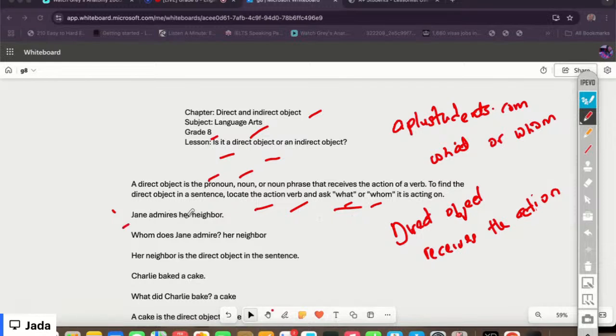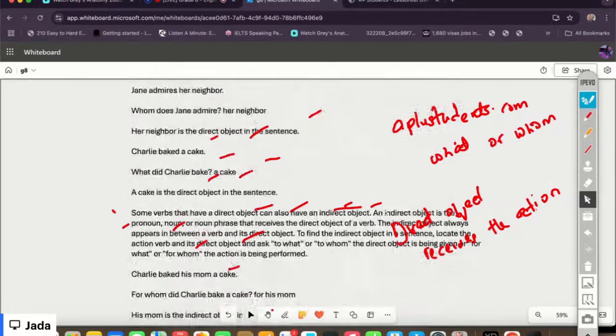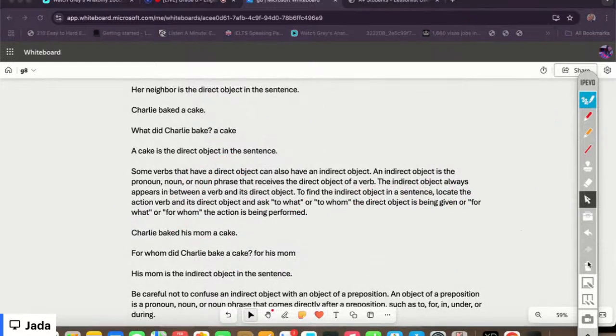For example, we have: Janet admires her neighbor. Whom does Janet admire? You would say her neighbor. Her neighbor is a direct object in the sentence. Then we also have: Charlie baked a cake. What did Charlie bake? You would say a cake. So a cake is a direct object in the sentence. You have to take note: the direct object always asks what or whom.